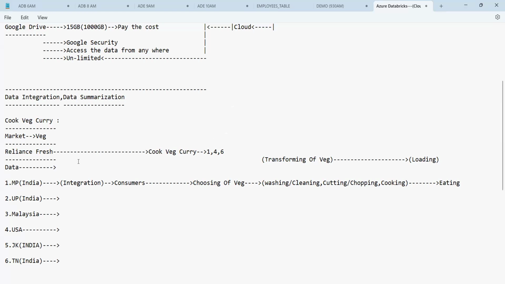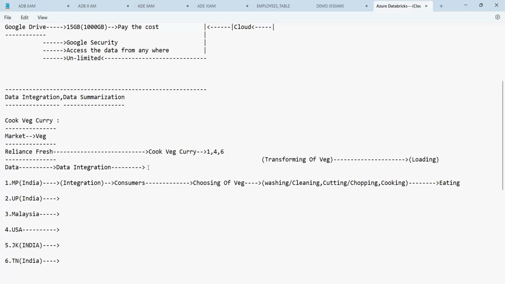Whenever you get this data under one roof, that is nothing but facilitation of the user. This is called the process of data integration. So once the data integration is done, what is the next process you will have?